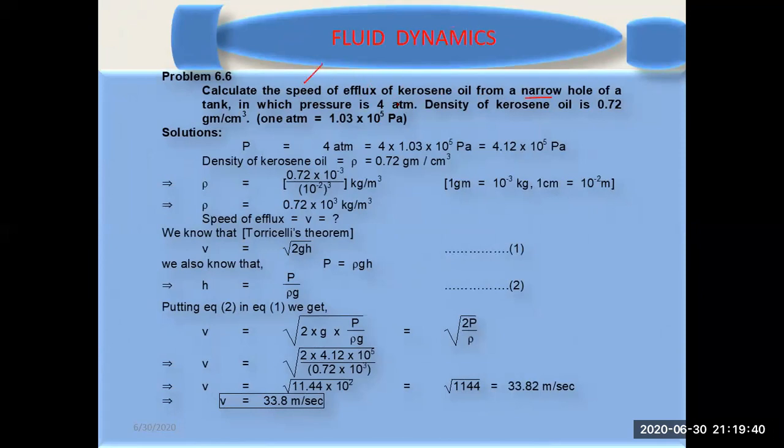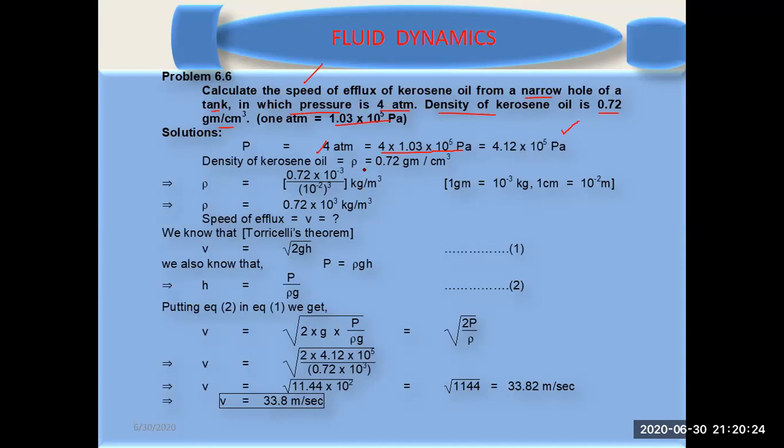So here it is: calculate the speed of efflux of kerosene oil from a narrow hole in a tank in which the pressure is 4 atmospheres, and the density of the kerosene oil is 0.72 grams per centimeter cube. One atm is 1.03 into 10 raised to the power 5 Pascal. So 4 atm is equal to 4 multiplied by 1.03 into 10 raised to the power 5 Pascal, which will be 4.12 multiplied by 10 raised to the power 5 Pascal.